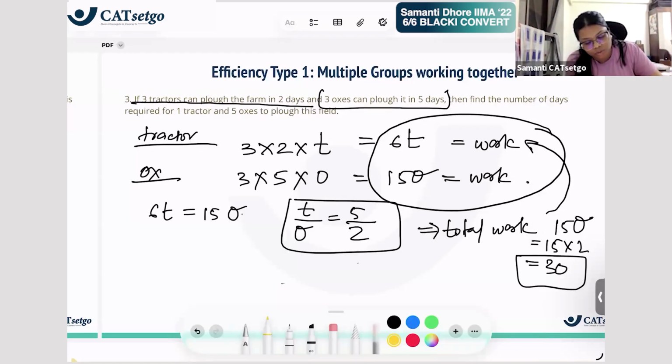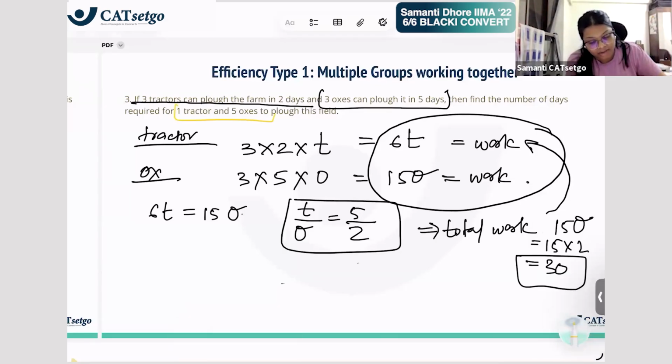Now who are supposed to work? One tractor and 5 oxes. So tractor का काम कितना होगा? Number of tractors, right, into number of days into their efficiency T. T की value क्या थी? 5 plus number of oxes into number of days into their efficiency 2. Total completing 30 units, right?